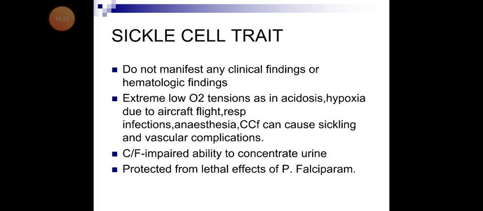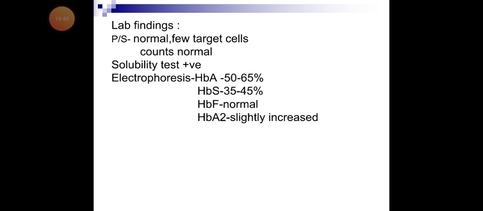Extreme low oxygenation, as in acidosis, hypoxia due to aircraft flight, respiration problems, infections, and anesthesia, can cause sickling and vascular complications. Clinical features: impaired ability to concentrate the urine, and protection from the lethal effects of P. falciparum. Laboratory findings: HbA is 60% and HbS is 35 to 40%. HbF is normal and HbA2 is slightly elevated.